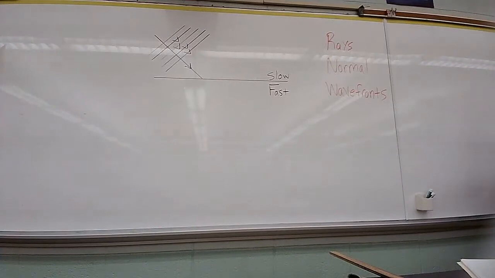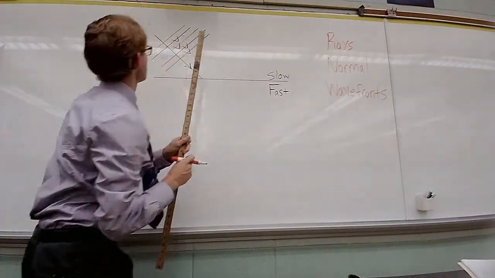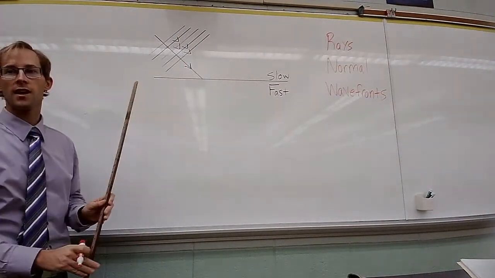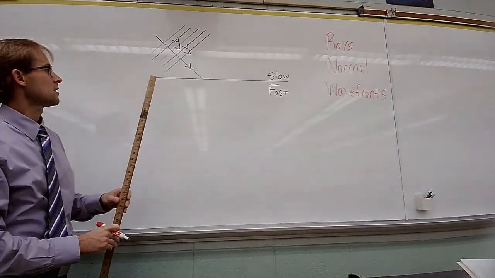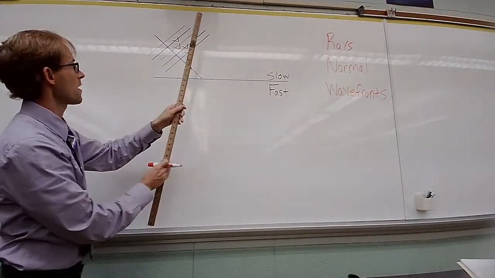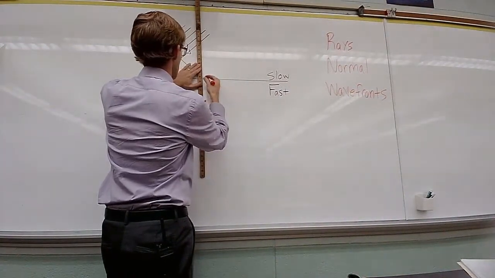Okay, so if I'm doing this one, I see that the ray is already drawn in. It's drawn in very nicely, so I'm cool with that. I don't have to draw in the first ray like I did the last one. But I do want to make sure that I put the normal line in. So that'll be my first step on this problem. Nice and perpendicular.